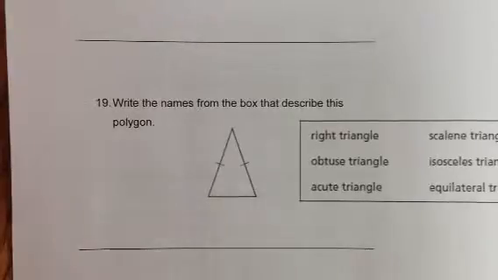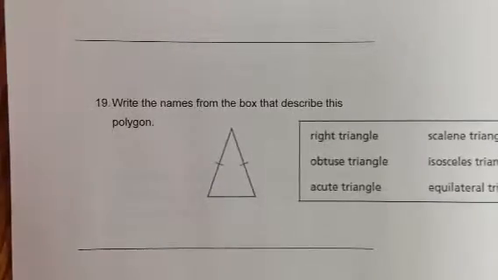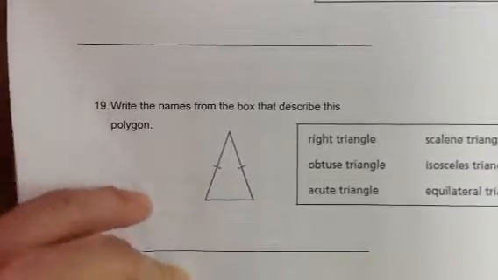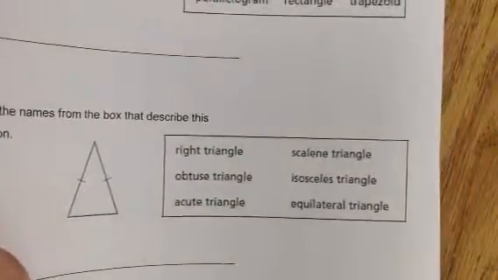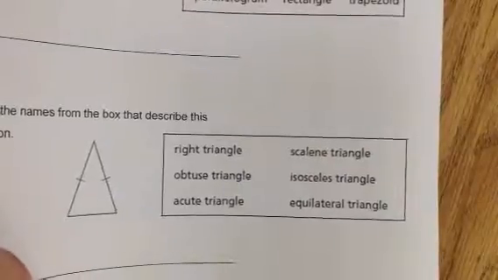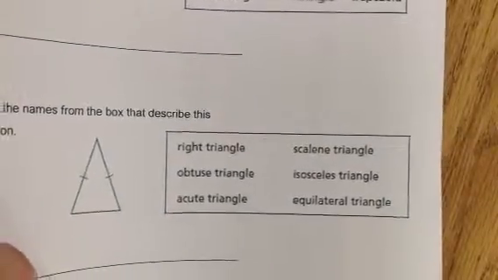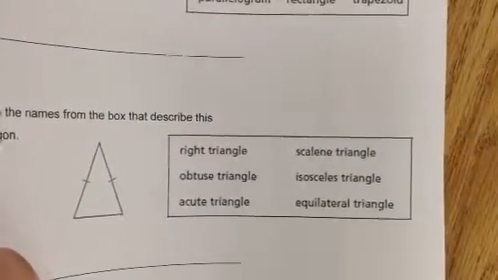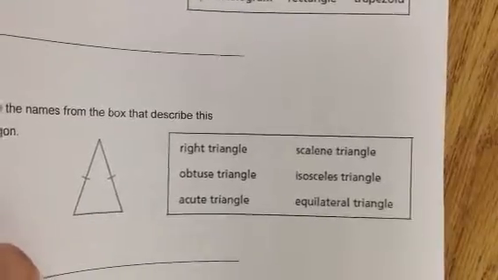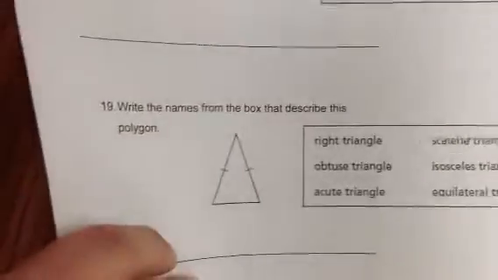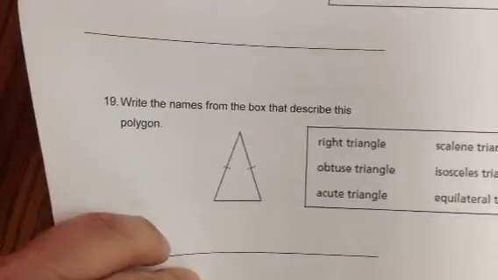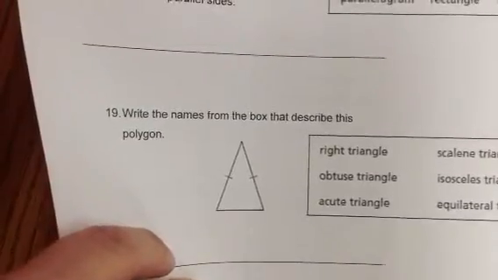Number 19, write the names from the box that describe this polygon. Is it a right triangle, obtuse triangle, acute triangle, scalene triangle, isosceles triangle, equilateral triangle? Write the names from the box that describe that polygon.